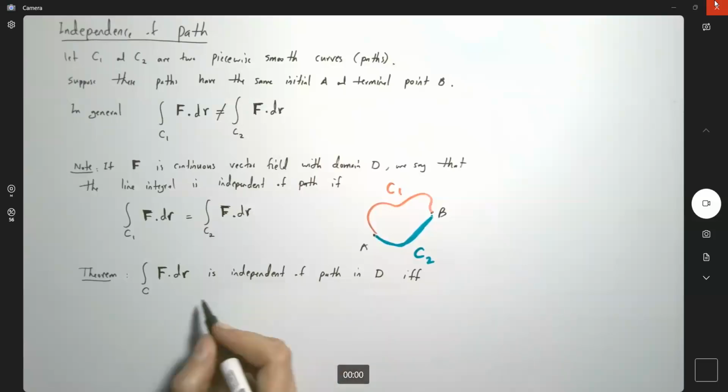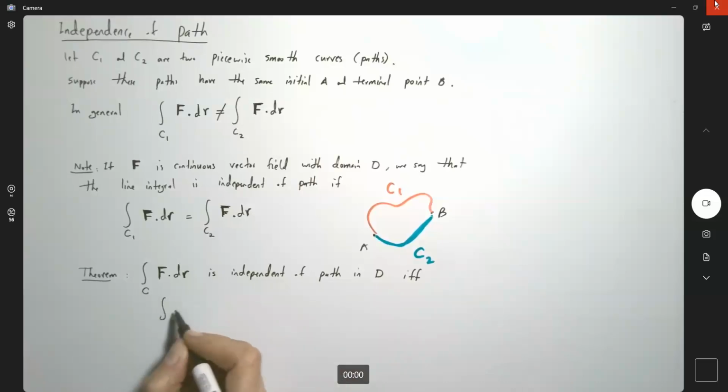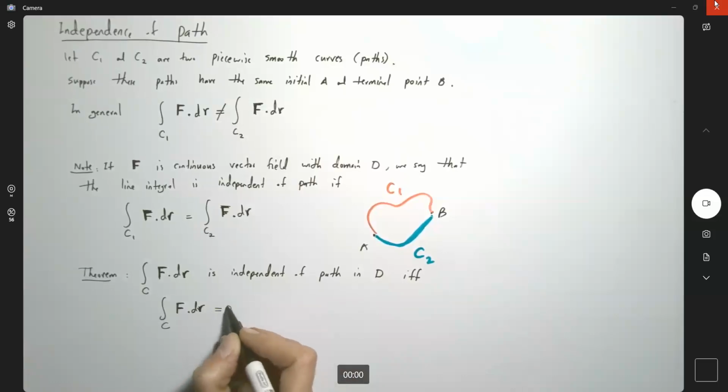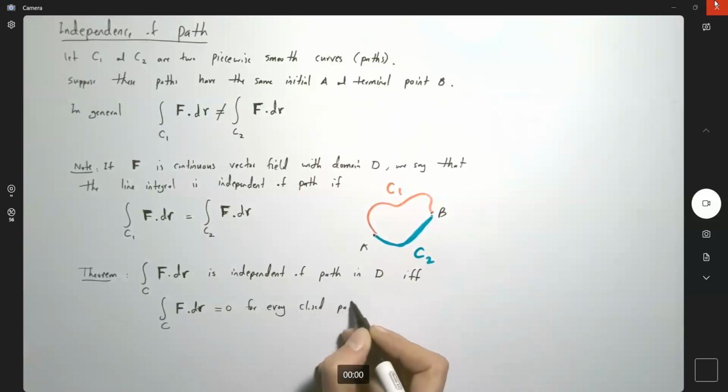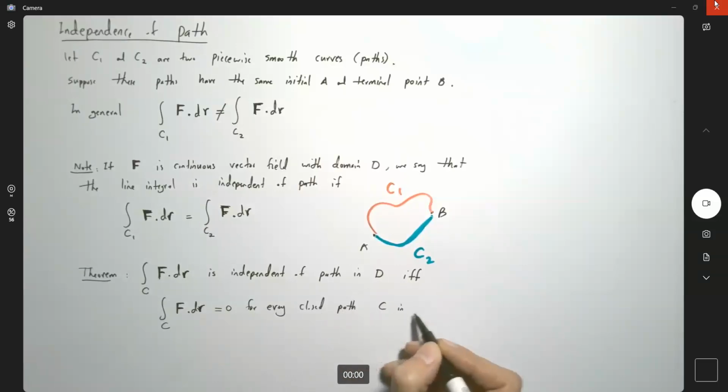So let me write this guy down here. If and only if the line integral of f dot dr over C is equal to 0 for every closed path C in region D.